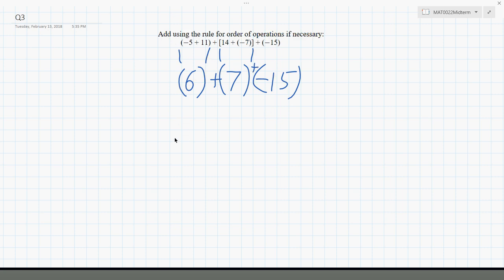At this point, we're going to go from left to right order because it's all addition and subtraction, right? 6 plus 7? Anybody? 13. Okay, 13. And we're just going to say minus 15 because it's, you know, adding a negative number. So 13 minus 15 is?